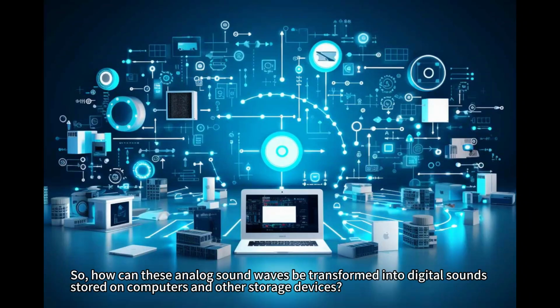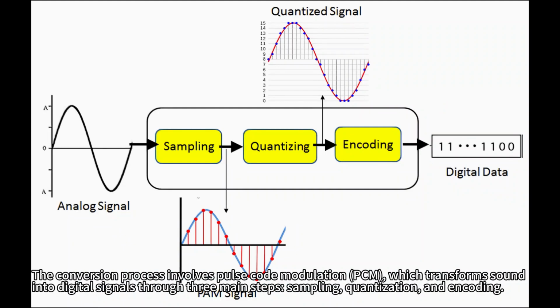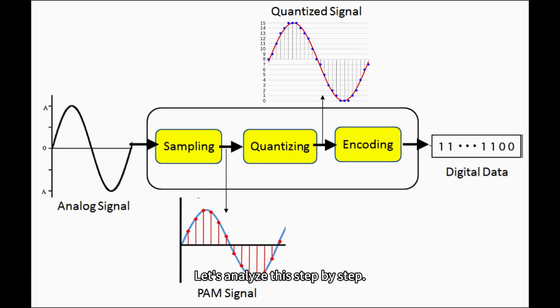loudness we identify. So, how can these analog sound waves be transformed into digital sounds stored on computers and other storage devices? The conversion process involves pulse code modulation, PCM, which transforms sound into digital signals through three main steps: sampling, quantization, and encoding. Let's analyze this step by step.